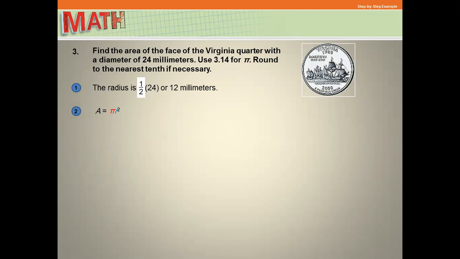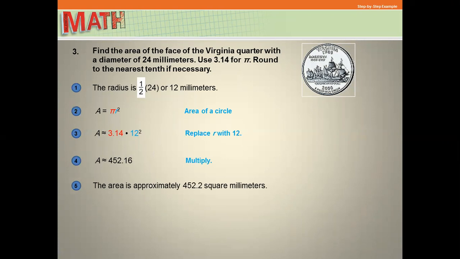Now write down your formula. Area equals pi r with the power of 2, and here pi is 3.14 times radius length, which is 12 with the power of 2. It's 3.14 times 12 with the power of 2, which is 144. So the final answer will be 452.16 millimeter square.